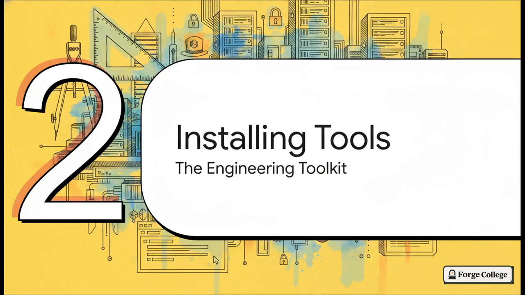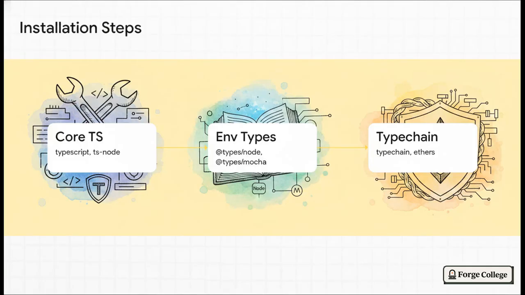Section 2. Installing our tools. Let's open up the Engineering Toolkit. Okay, so bringing these tools into our workspace is a straightforward 3-step drafting process. Step 1, we grab the core compiler, that's TypeScript and TS node. Step 2, we add the types for our specific Node and Mocha testing environments. Think of this as basically handing our compiler a dictionary, so it actually understands what Node is. And step 3, we equip TypeChain plugins to handle the Ethereum-specific elements, so our smart contracts will eventually be just as strongly typed as our configuration.